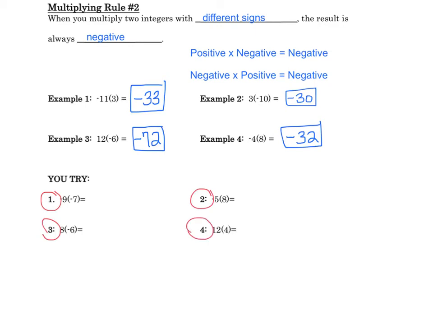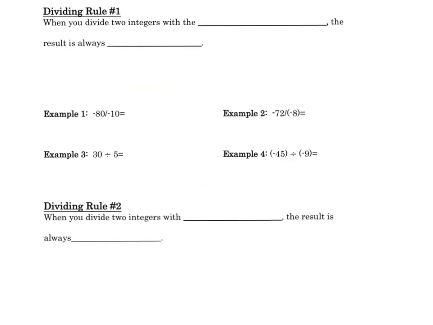Now let's discuss the dividing rules for integers. Our dividing rule number 1, when we're dealing with integers, is: when you divide two integers with the same signs, the result is always positive. You're basically following the same rules as multiplying integers.